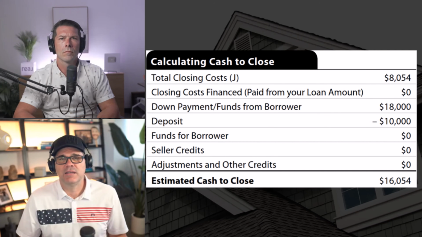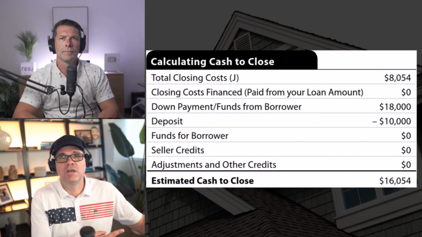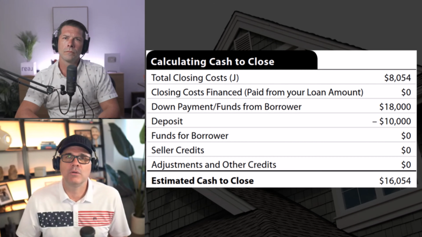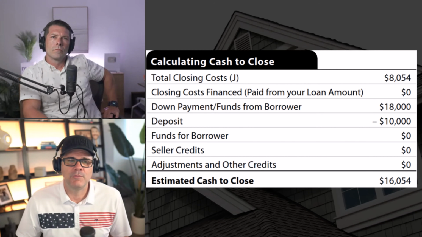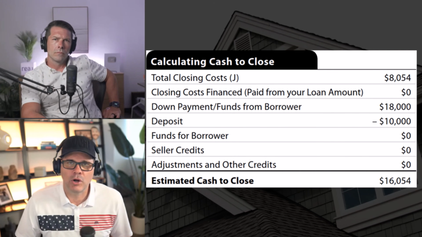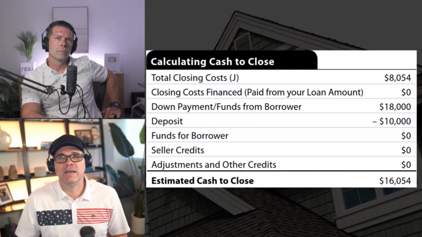So the next box is calculating that total cash to close, which was summarized on the first page. This is where they want you to go and look at it. So it's that total closing costs, box J. Closing costs financed, paid from your loan amount. That can be like a VA funding fee, FHA mortgage insurance premium would reflect there. But then we're going to say, what is my down payment? And then we're going to take away any deposit that is already accounted for.